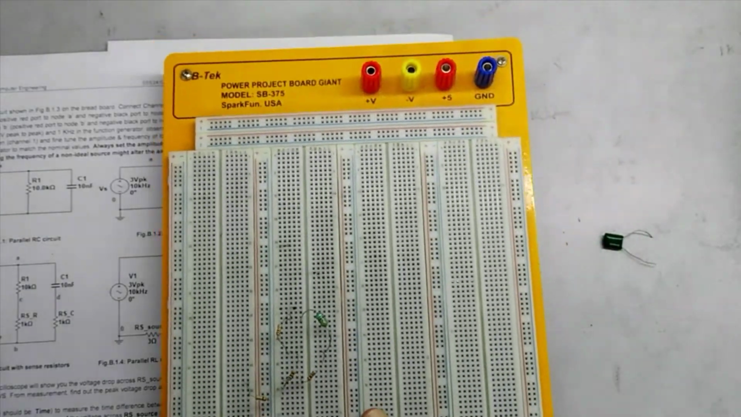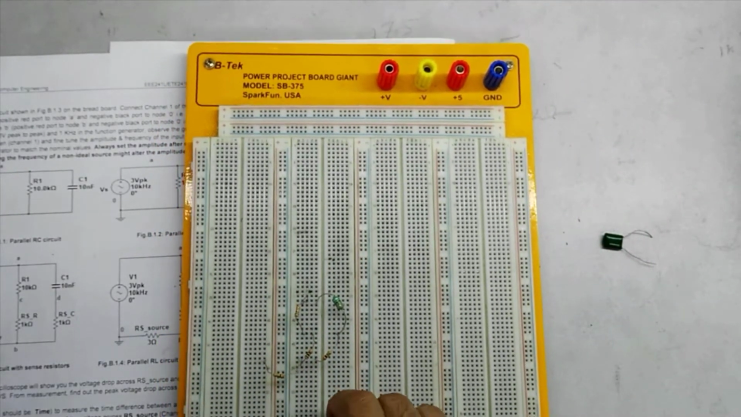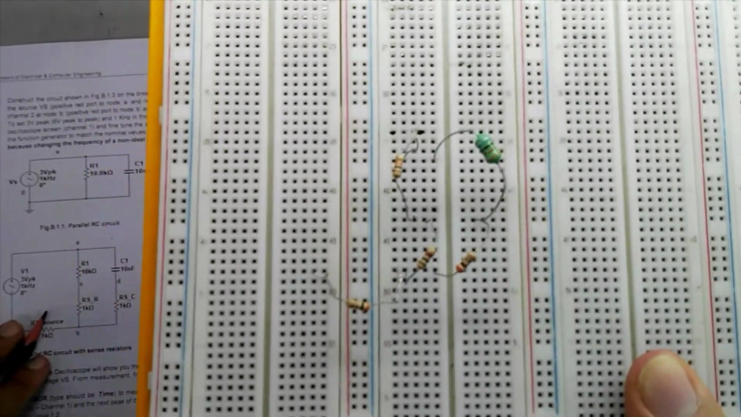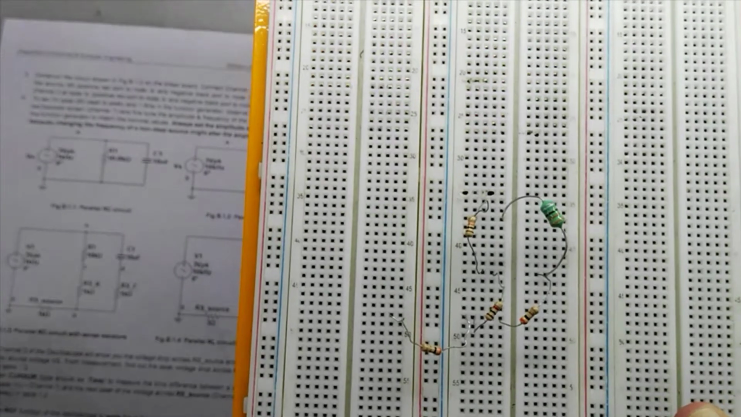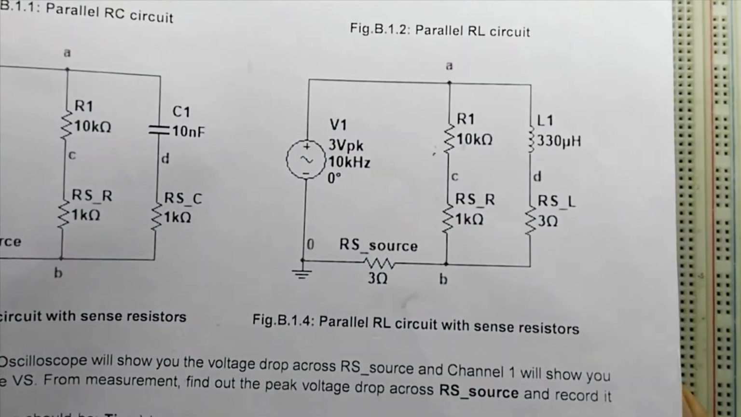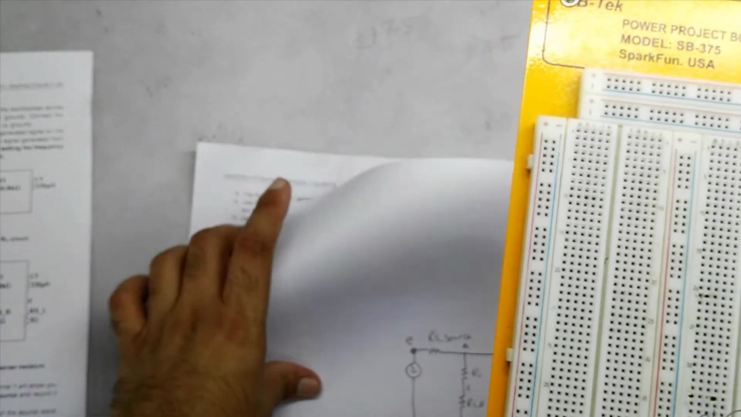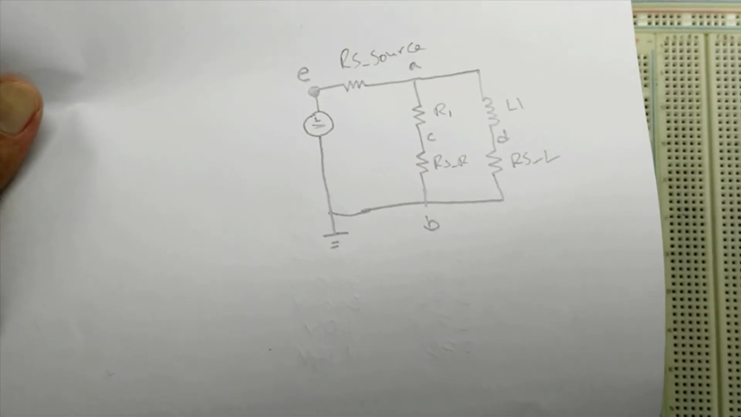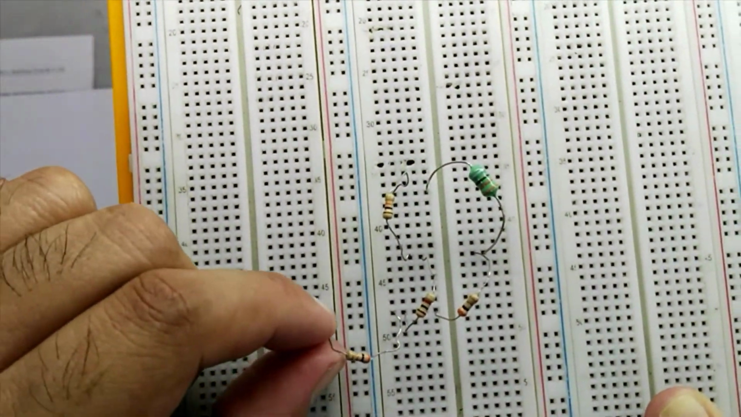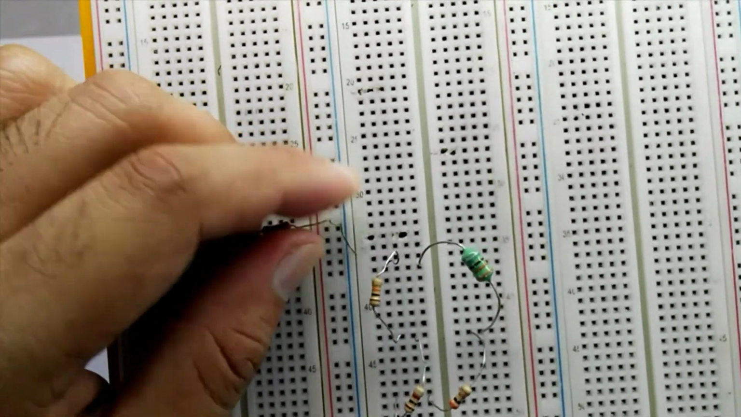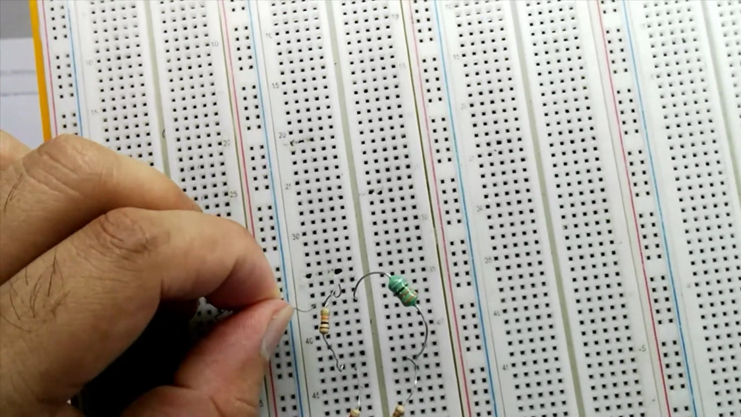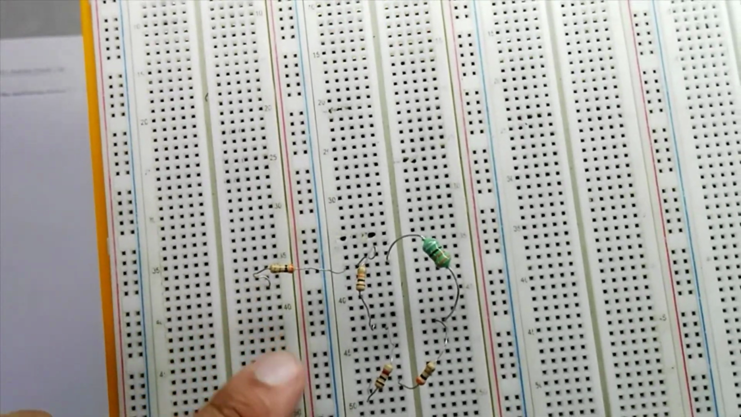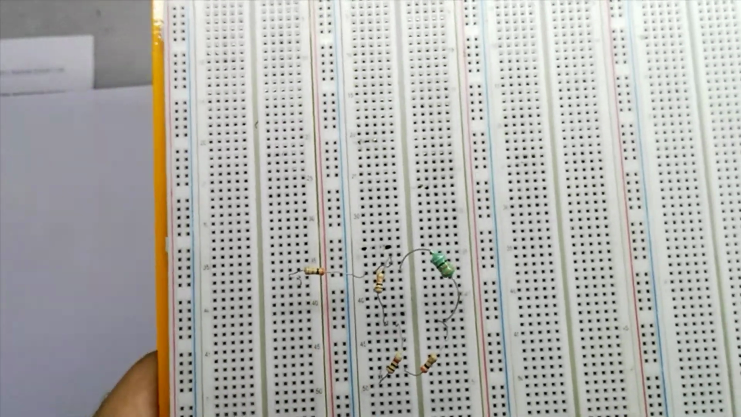So we had already implemented this circuit according to the old circuit diagram, this diagram. Now we will restructure this circuit to follow this diagram. We can easily do this by just moving this RS source to this node and creating this node. And if we connect the source here, we'll be completing the circuit.